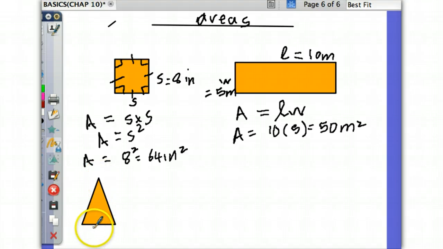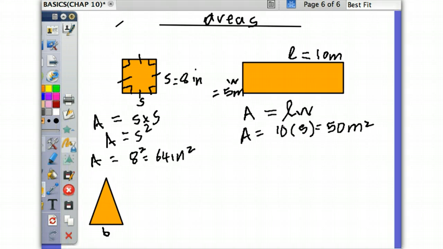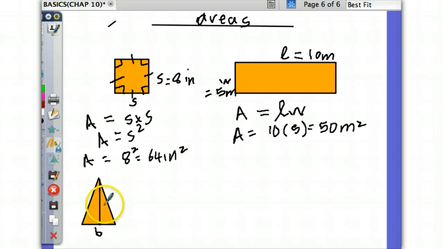Alright, the base is down here, the bottom. And then let me give it a height here. Let's draw a nice height coming down. So that would be my height. And you want to make sure the height is perpendicularly measured above the base.